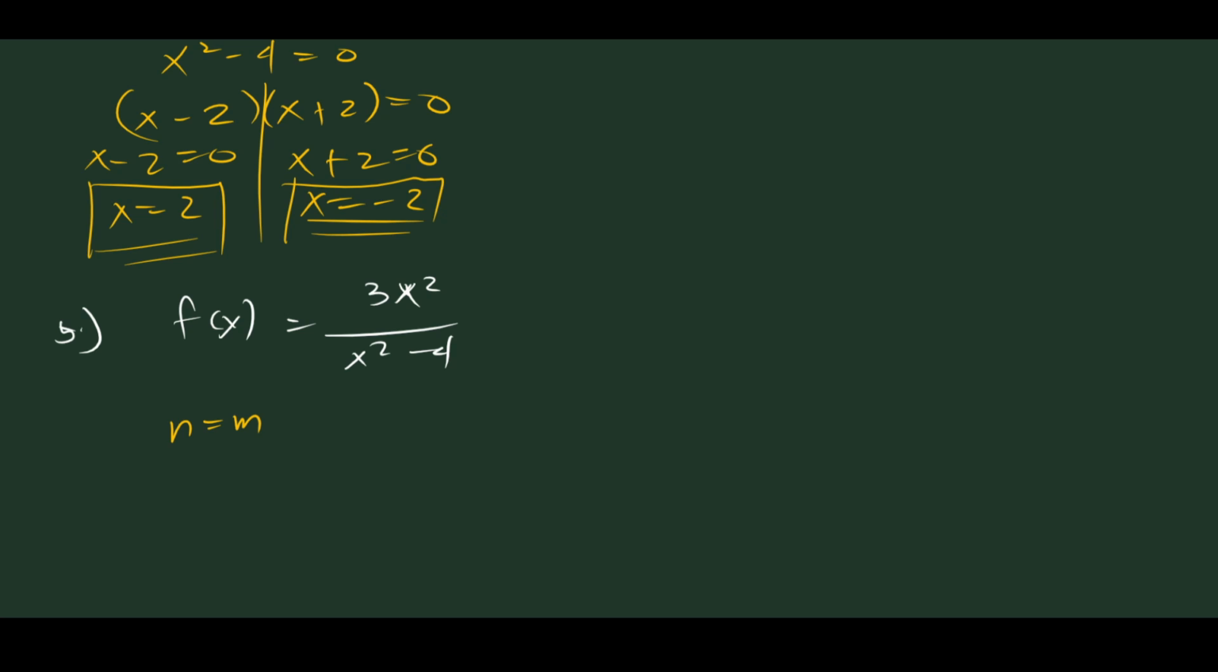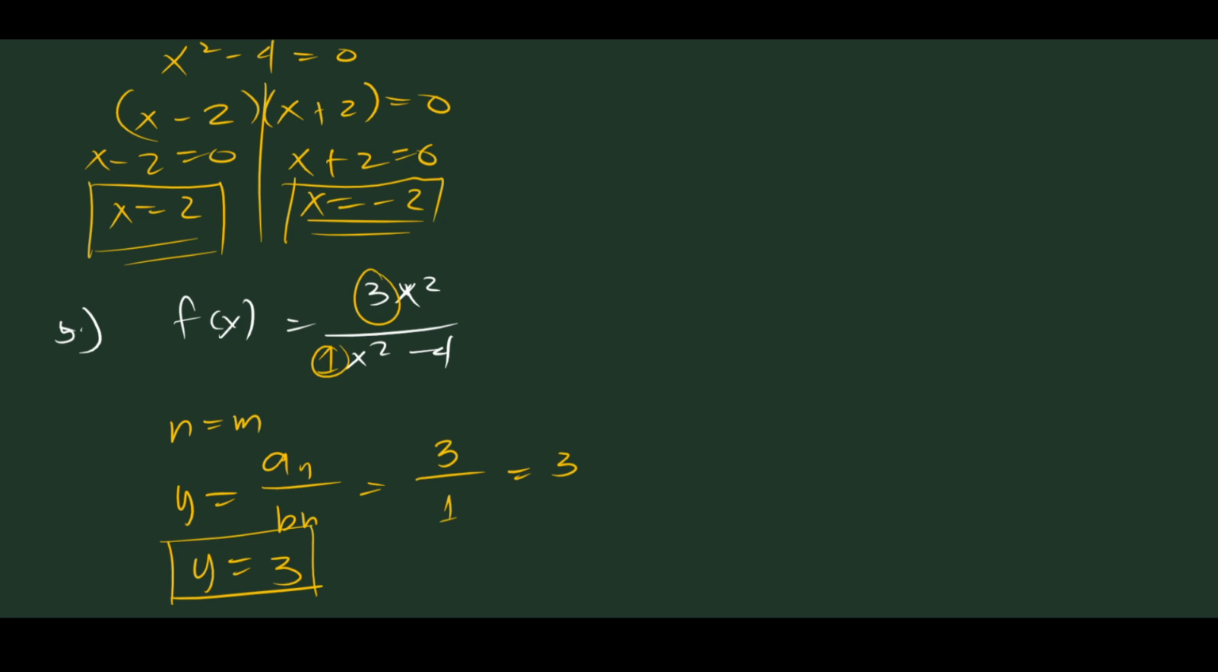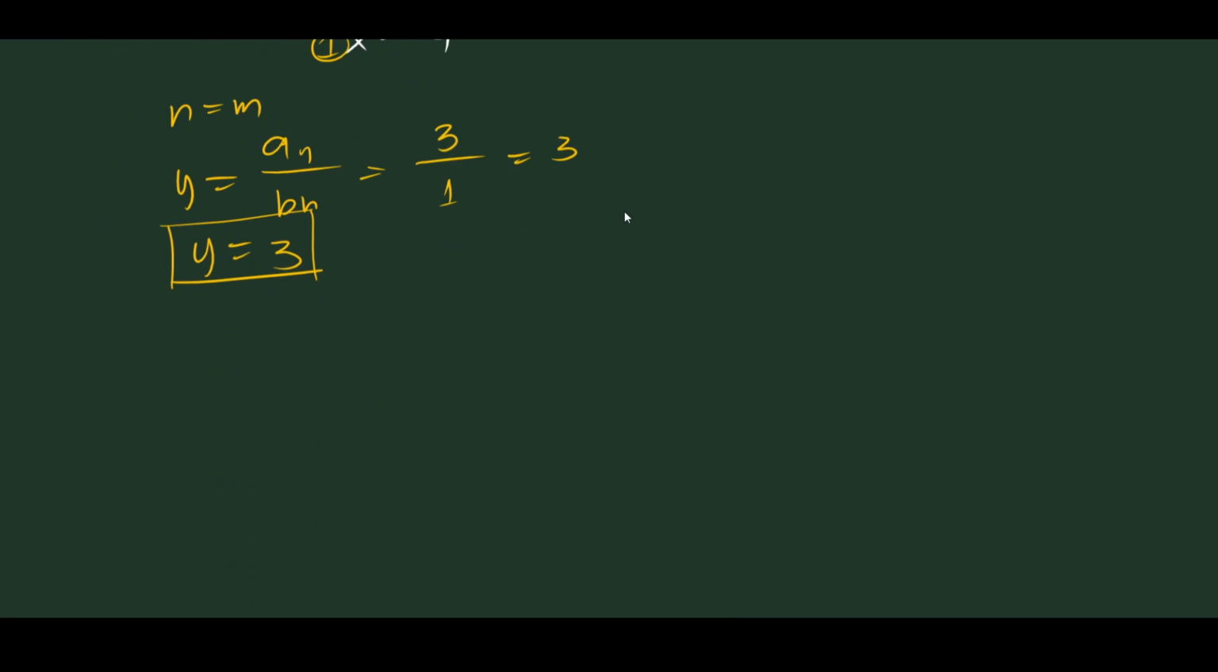Therefore, our horizontal asymptote is at y is equal to an over bn. Now, what is an? That would be 3. And what is bn? That would be 1. So these are the coefficients of our first terms, or what do you call this? The leading terms, right? So therefore you have y is equal to 3. That will be our horizontal asymptote. Okay, so let's plot what we know so far about this graph.